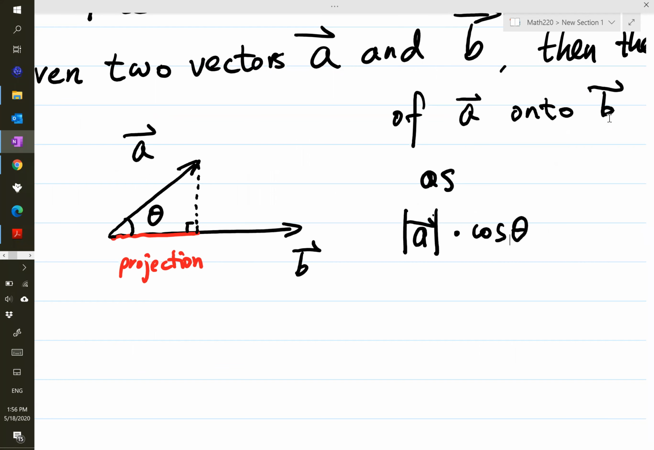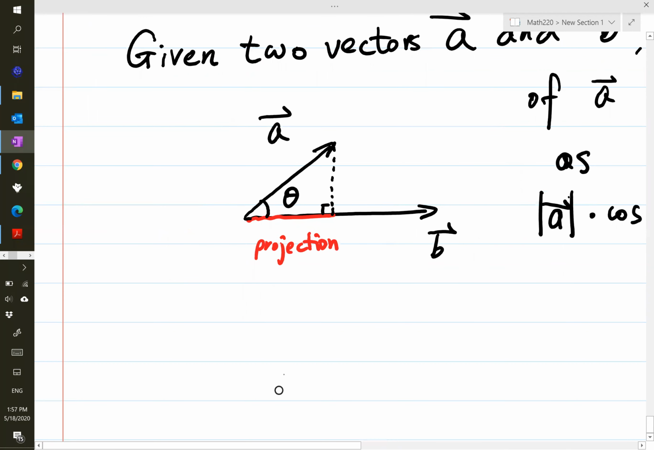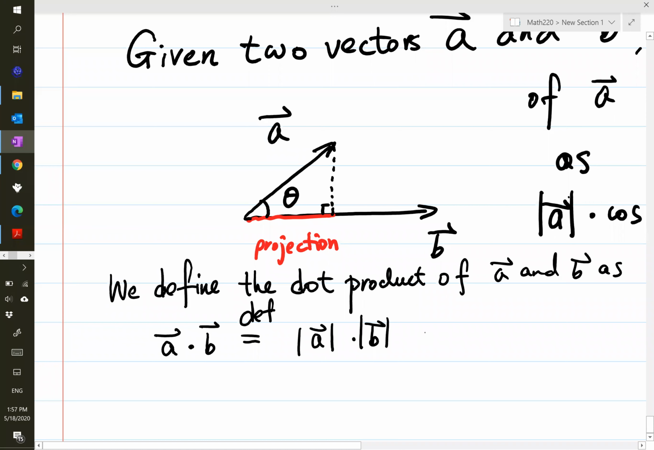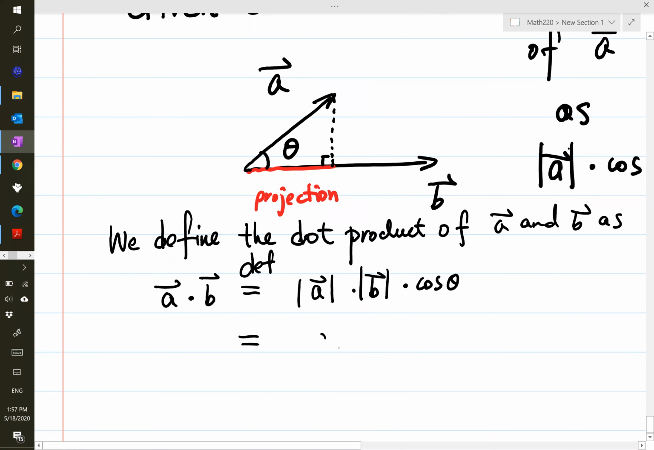Okay, then we define the dot product. We define the dot product between A and B as the norm of A times the norm of B times cosine theta. You can also write this as the norm of A cosine theta times the norm of B. So this is the projection of A onto B times the norm of B.